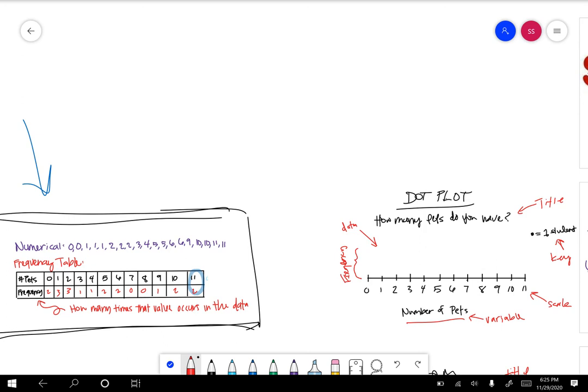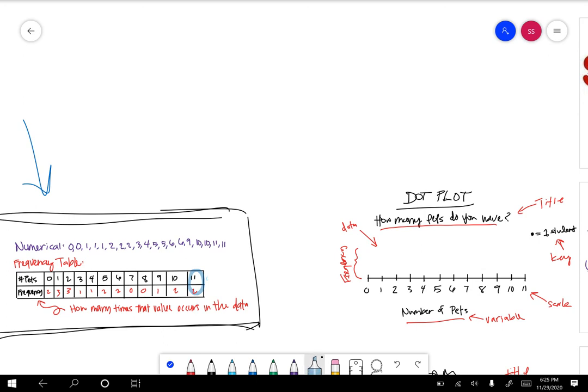It could be something a little less detailed, like how many pets do you have, or pets rock, or something like that. As long as it has something to do with the variable that we're looking at, so pets, number of pets, then the title is fine. So you need to come up with some kind of title for your data. And I do want you guys to make your own dot plots with me as I go through this. So if you want to come up with your own title and not use how many pets do you have, that's totally fine.